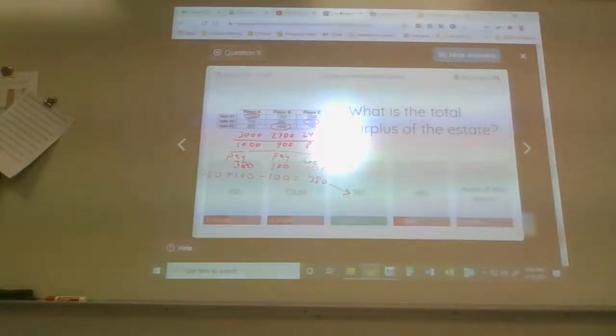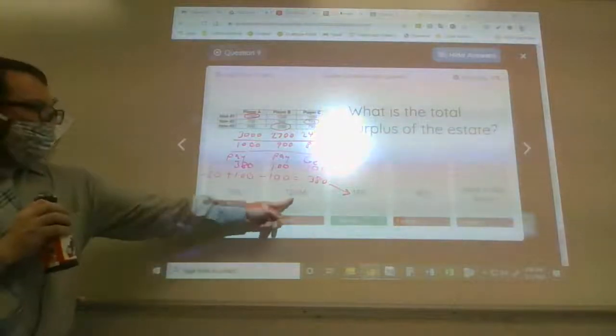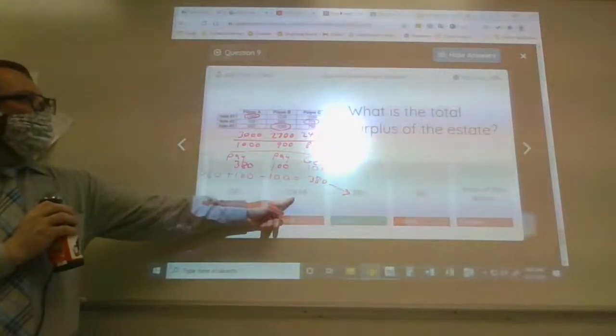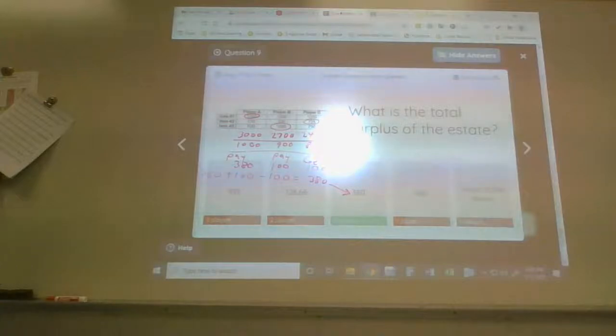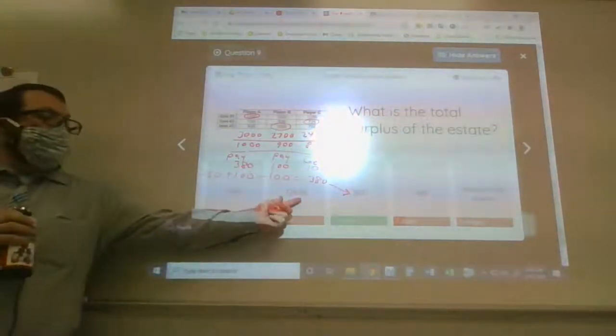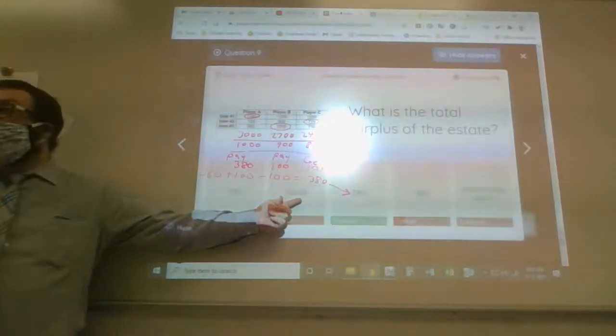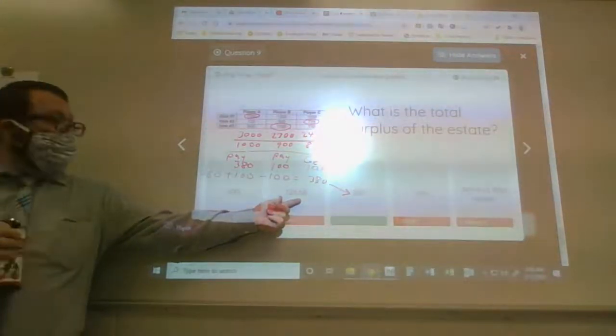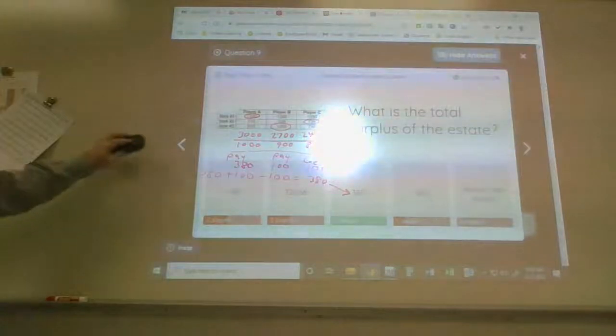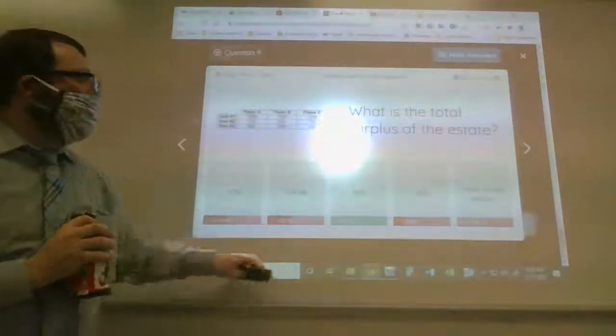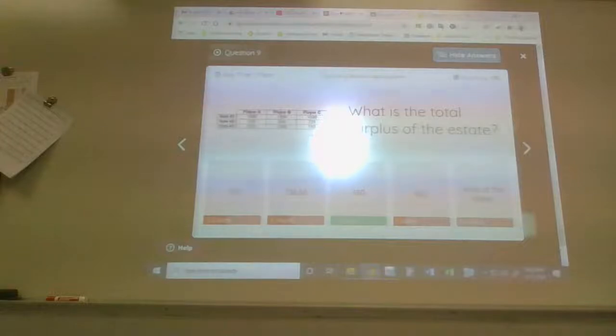Let me see something here. Hold on. Is 380 divided by 3? Yep, I'm assuming that's 126.66 right here. That's what each player would get, but they wanted the total surplus of the estate. It was a weird word choice. So if you did pick 126.66, then you were on the right track. It's just that you took it a little bit too far. There we go. That question was weird. I like that question, though.